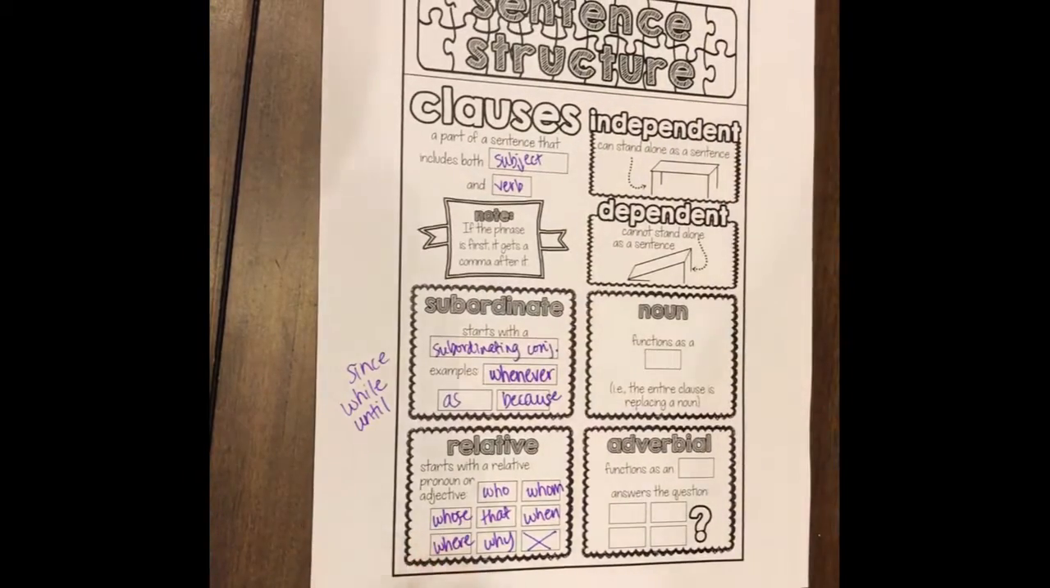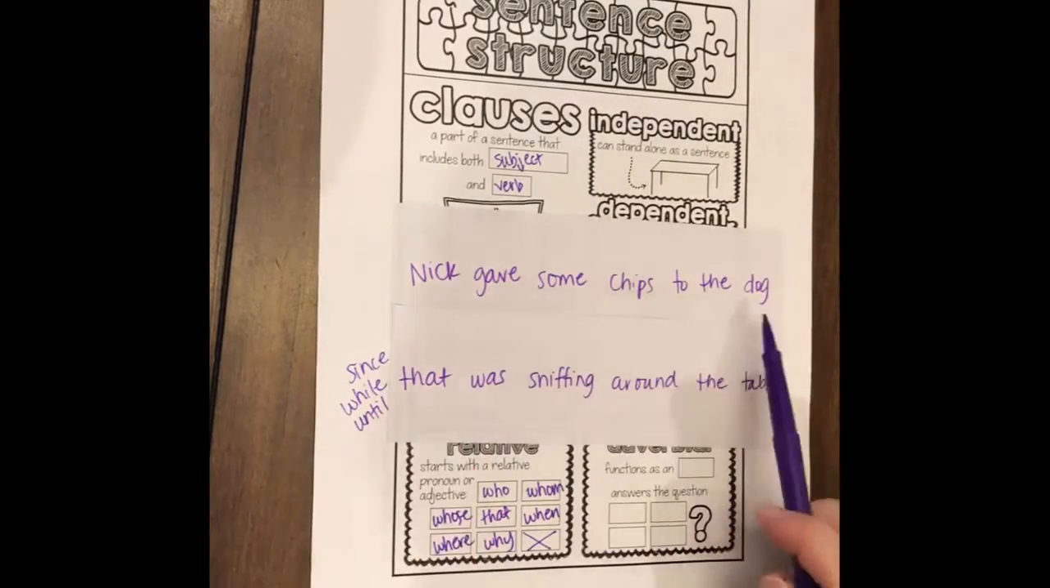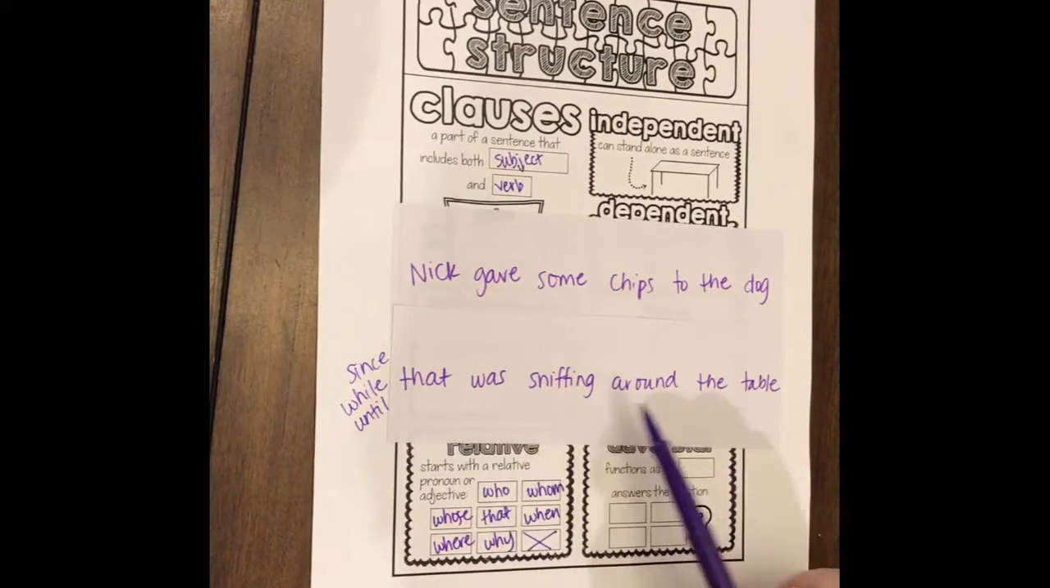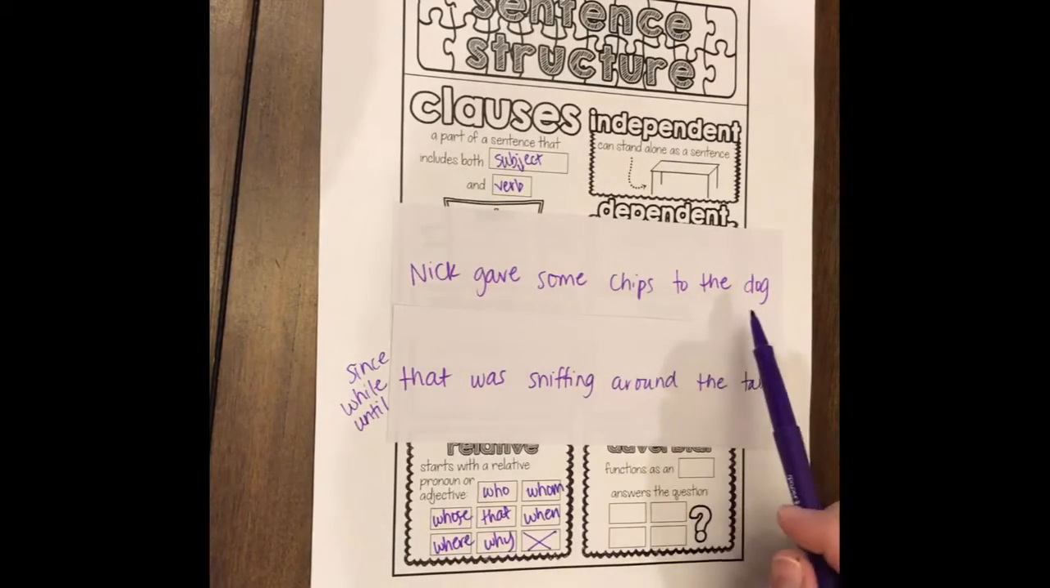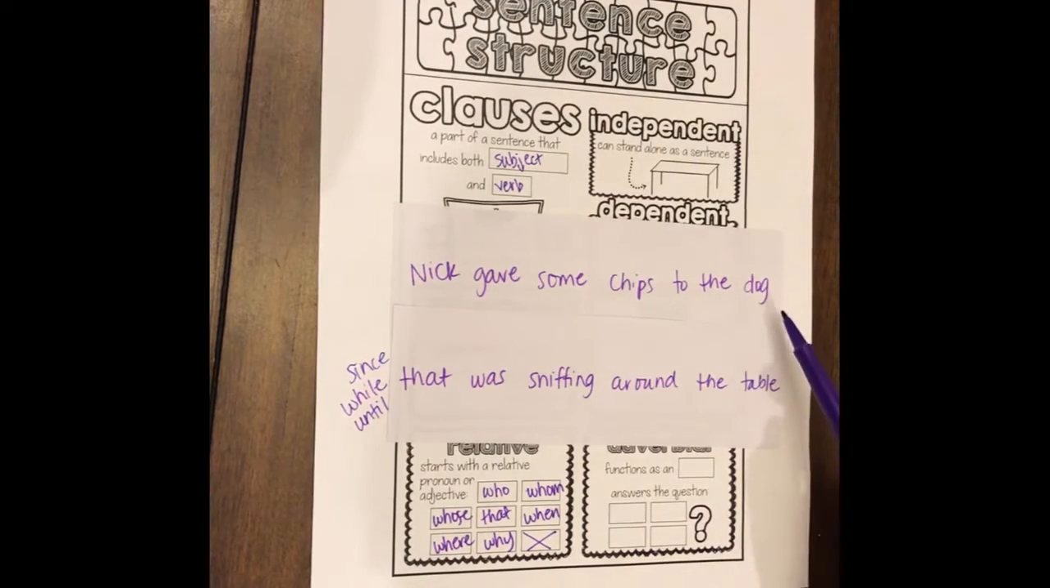However, if we had a general noun, such as the dog, we don't know which dog. Nick gave some chips to the dog that was sniffing around the table. So maybe there are 7 dogs and there is only one that's sniffing around the table. This is an essential relative clause because it's telling us specific information about which dog this is. When we have an essential relative clause, we do not need a comma.